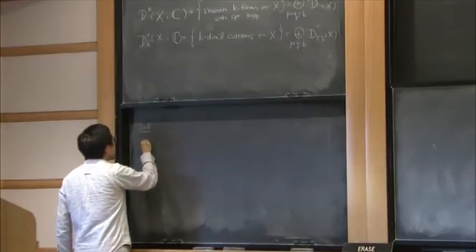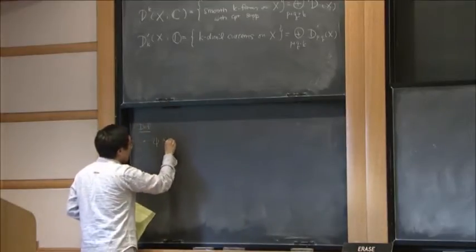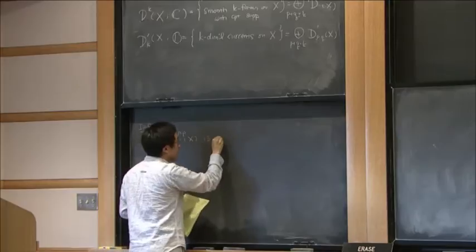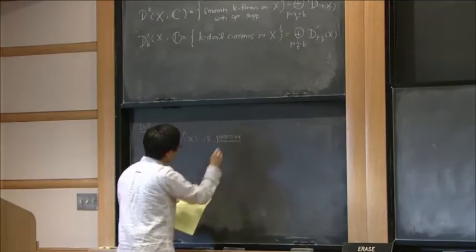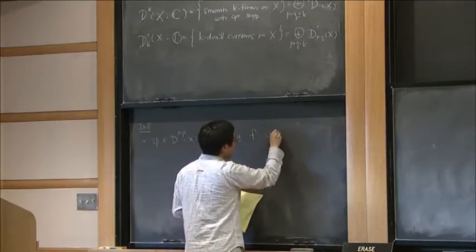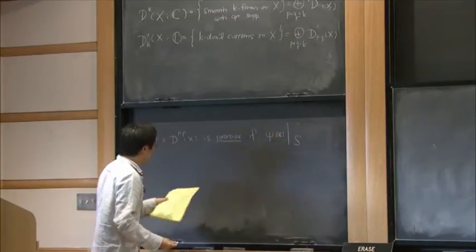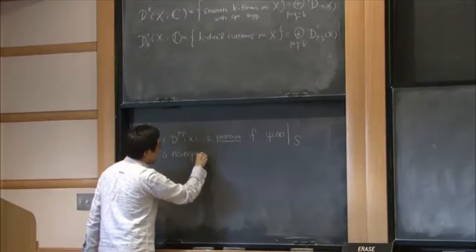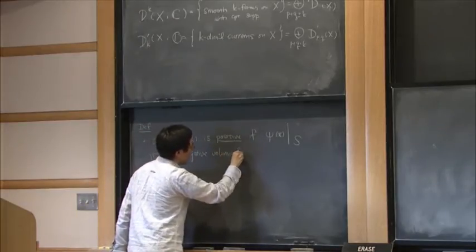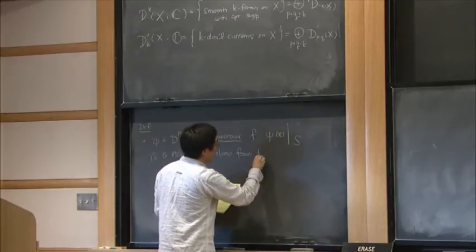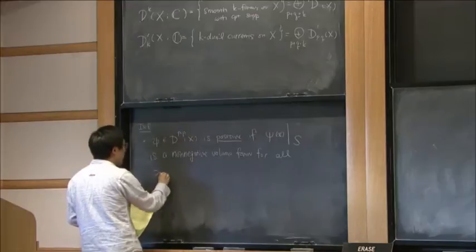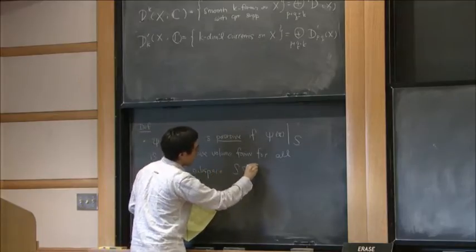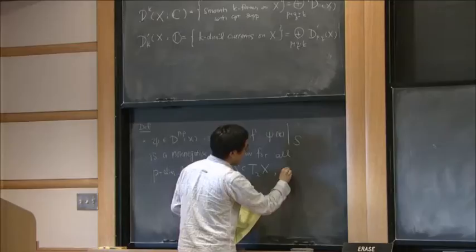So I'll say that an element phi in D^{p,p}, a (p,p) smooth form on X, is positive if phi restricted to a subspace S is a non-negative volume form for all p-dimensional subspaces S of the tangent space of X at x, for all x.